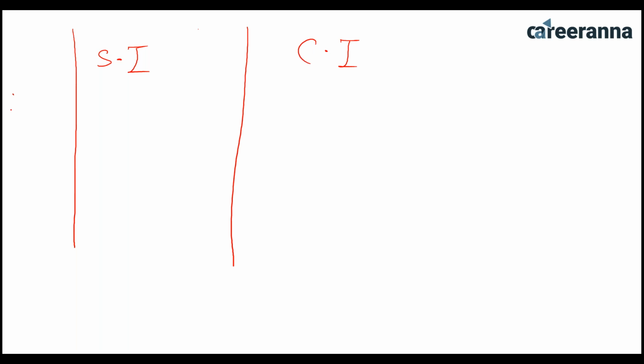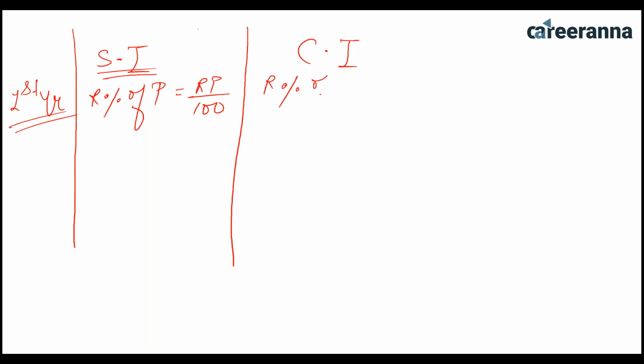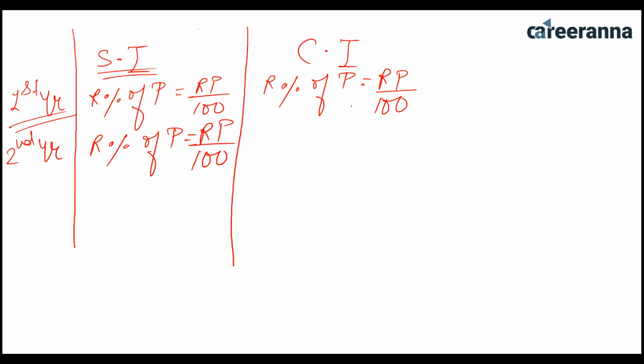Now you'll be able to see, for example, SI and CI. I want answers from everyone. So this will be SI for CI, first year. SI for first year will be R% of P, right? This will be RP upon 100. This will also be R% of P again, which is again RP upon 100, right? For second year, this is again R% of P. This is RP upon 100. And this is interest on interest.